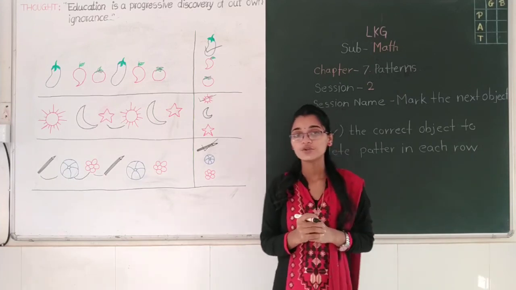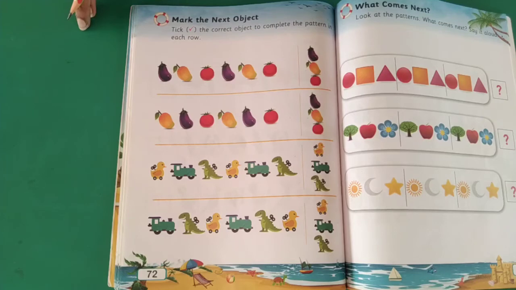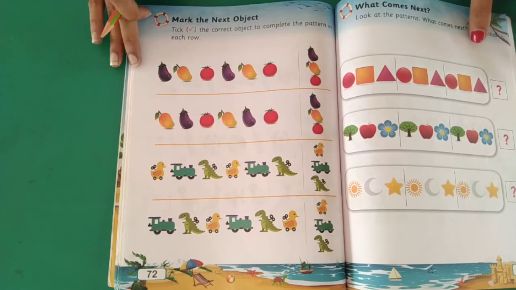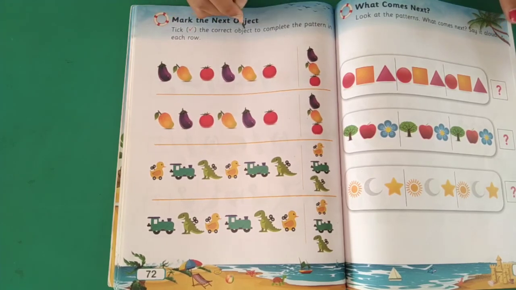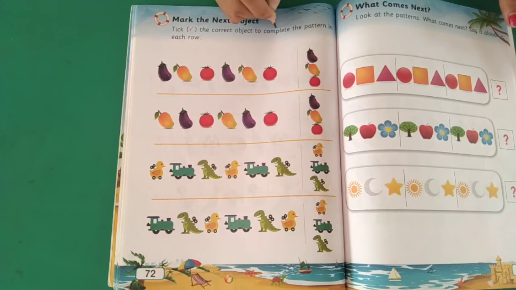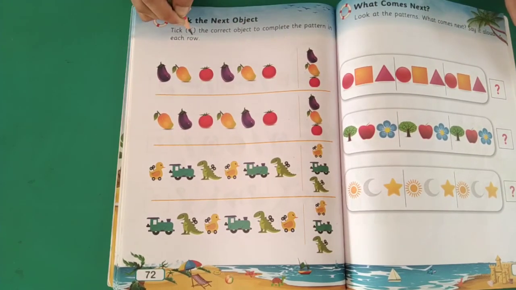to show you your math textbook. Now student, look at here. This is your math textbook, okay? Mark the next object. Tick the correct object to complete the pattern in each row.